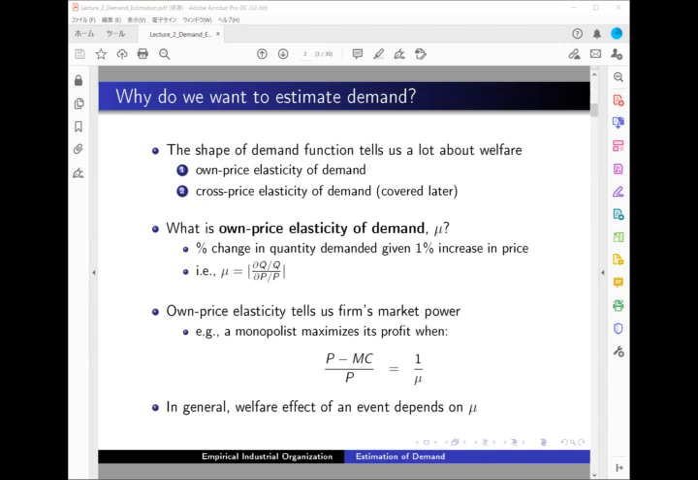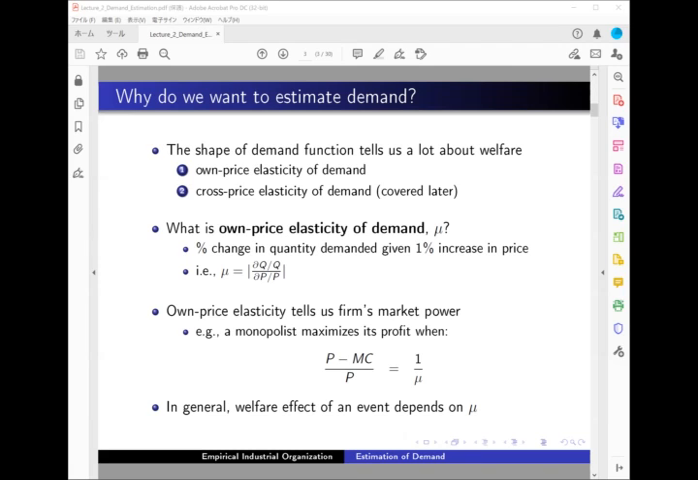Now, what is own price elasticity? Own price elasticity of demand, denoted by mu here, is defined as the percentage change in the quantity demanded given a 1% increase in own price. Now, why is own price elasticity so important? Own price elasticity is important because, for example, it tells about firms' market power. If you think about a monopoly's profit maximization condition, you can see that firms' markup is directly related to own price elasticity of demand.